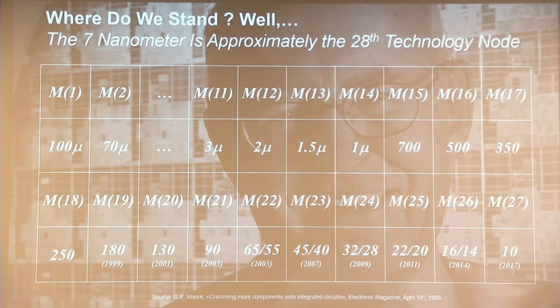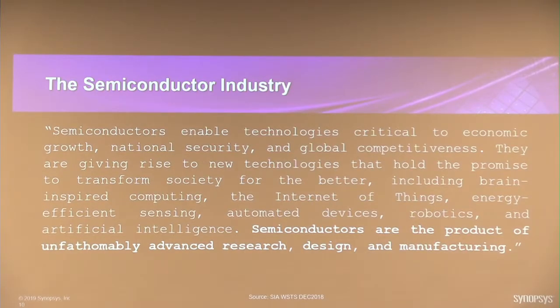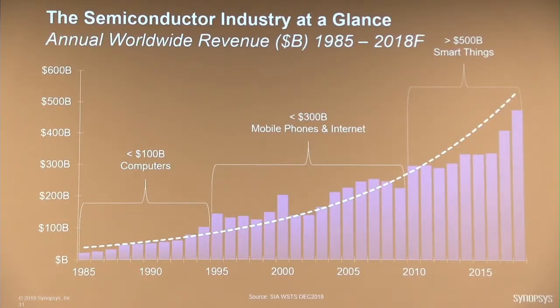But let's say this is 2017, so let's say 2018 we have 7. So we have done pretty well in terms of scaling. Semiconductors, of course, continues to be an incredibly interesting industry, and this is more or less how the Semiconductor Industry Association likes to describe itself, as the product of unfathomable advanced research and so on. It is an industry that is, as they say, not for the faint-hearted.